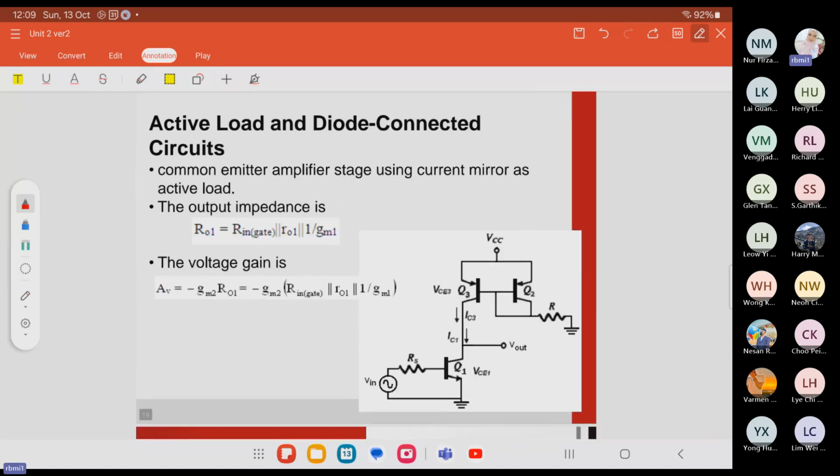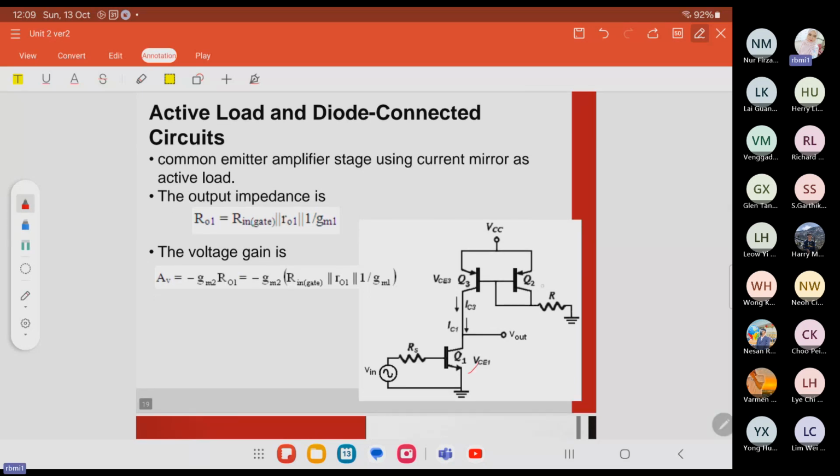Okay, next one, we have the active load and diode connected for the circuit. For these connections, we have Q1, Q2, and Q3. For BJT, we consider Q2 and Q3 act as the active load for this upper part here. Q2 and Q3 also have equal geometry and design parameters, meaning these two are identical transistors. Okay, and we have Q1 connected with the source. So this is the output impedance and the voltage gain.